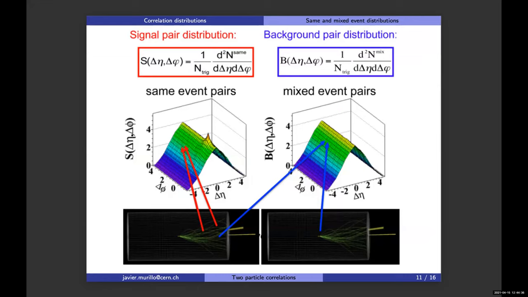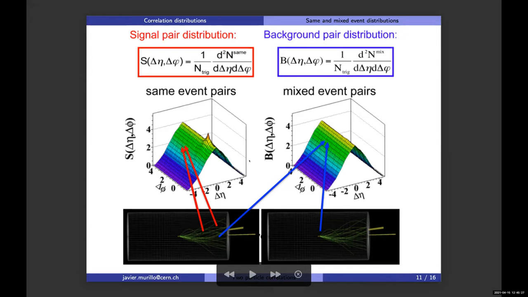For this analysis, we build a signal correlation distribution that takes the angular differences in azimuthal angle and pseudorapidity. This correlation distribution takes tracks in the same event, and the one on the right is the background distribution that takes one track in an event and mixes it with tracks from 100 random events, and that generates this structure that has this flat shape along the azimuthal range. The one that has same-event pairs has this jet correlation peak at 0, 0.